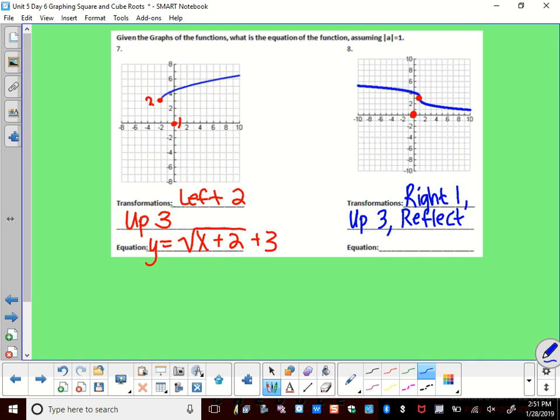So for my equation, you always start with y equals. Because I have a snake-looking graph, I know it is going to be a cube root. How do I show reflection? Negative. Oh, you put a negative one, or just a negative, that's fine. Put a negative out front of your radical. Alright, inside my radical, after the x, how do I show right 1? Minus 1, and how do I show up 3? Plus 3 outside the radical.